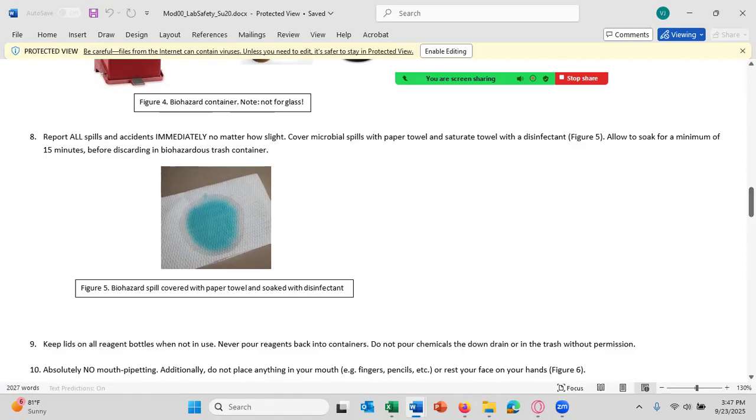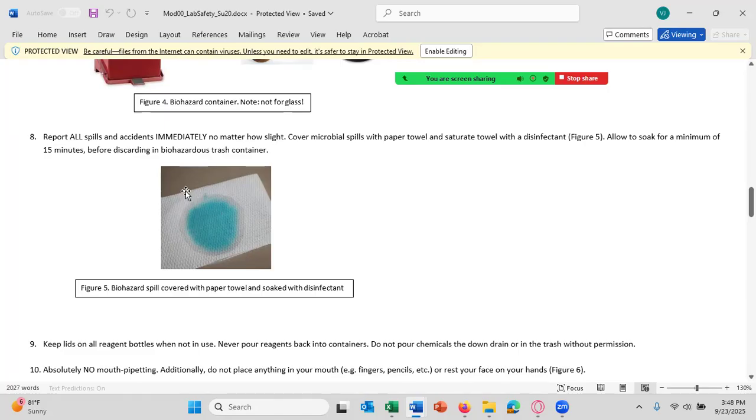If you have a spill with microbes in it, you should report all spills immediately and then cover the spill with disinfectant, lots of disinfectant. Put paper towel on to wick the disinfectant everywhere. Let it sit for at least 15 minutes before you discard it and clean it up. Use extra paper to wipe up the material.